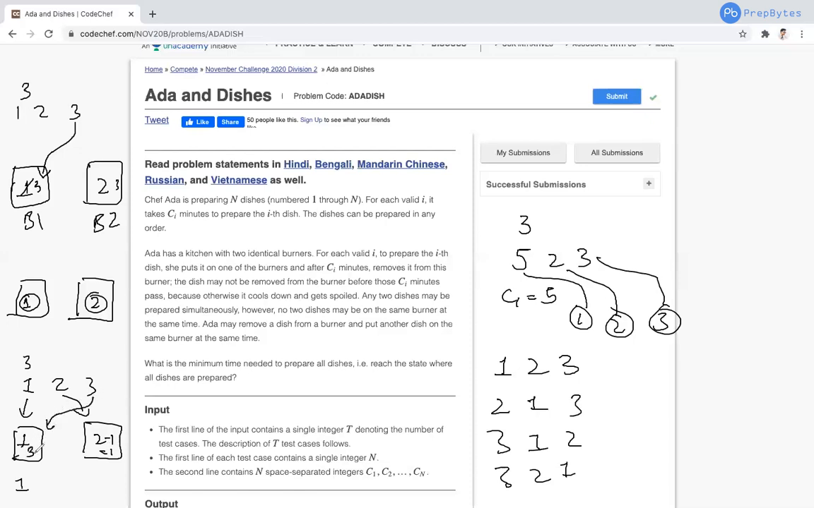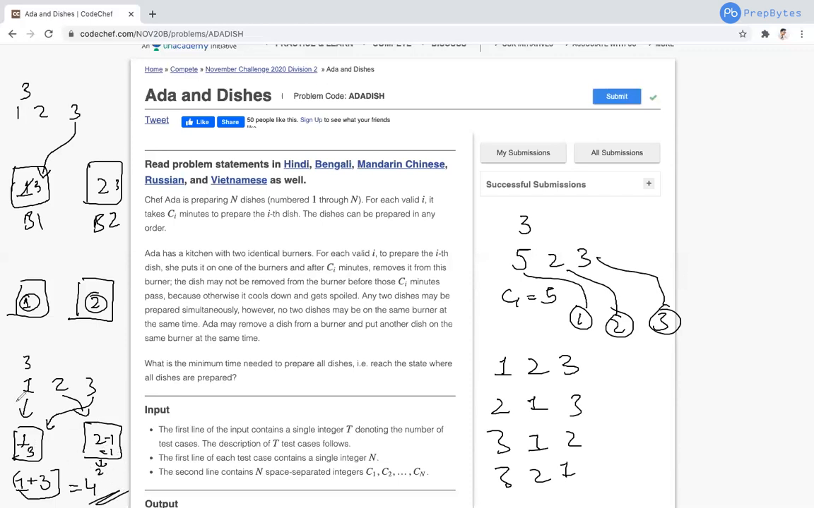Okay. Now after 3 minutes, this will get prepared, and while it is getting prepared, this will get prepared after 1 minute. So in this burner, only 2 minutes have been occupied, and this burner was occupied for 4 minutes. We will take the max of these two to get the total time, and we are getting 4 here.